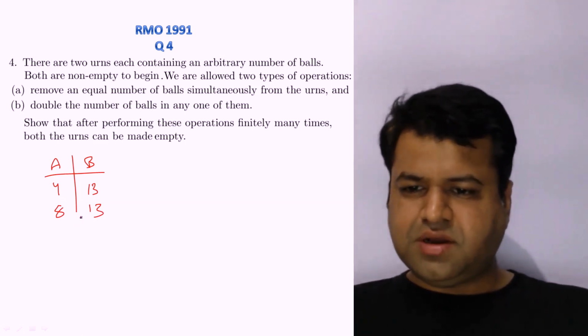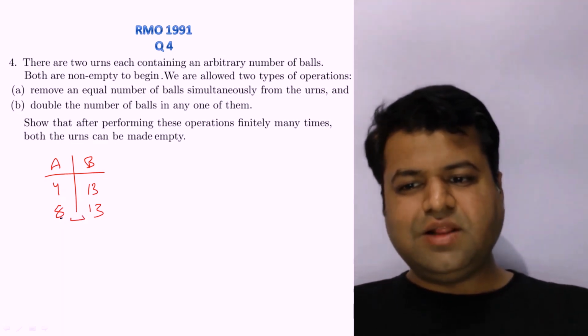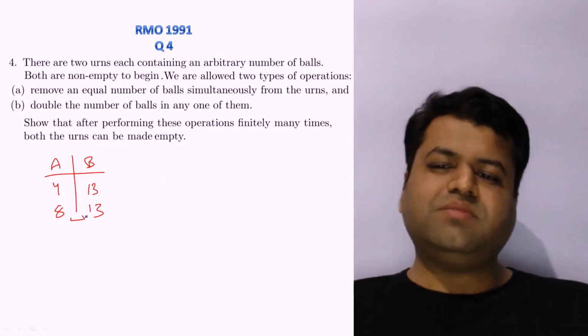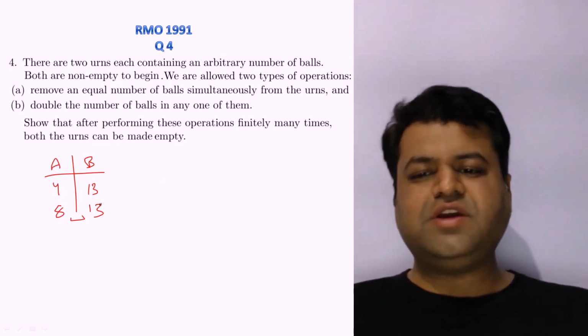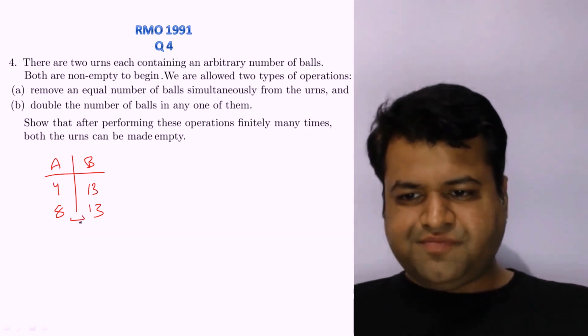What should I do now? If you see, the gap here is 5, right? If I double this 8, it will become 16, so that will be of no use. Simply A will be greater than B and we can repeat this process and so on, right? So the gap here is 5.